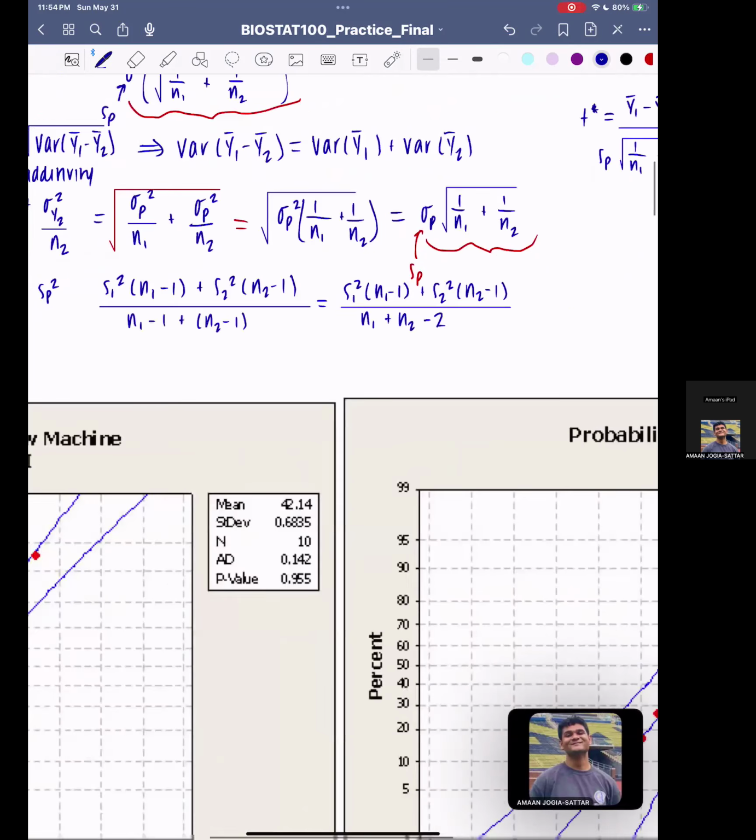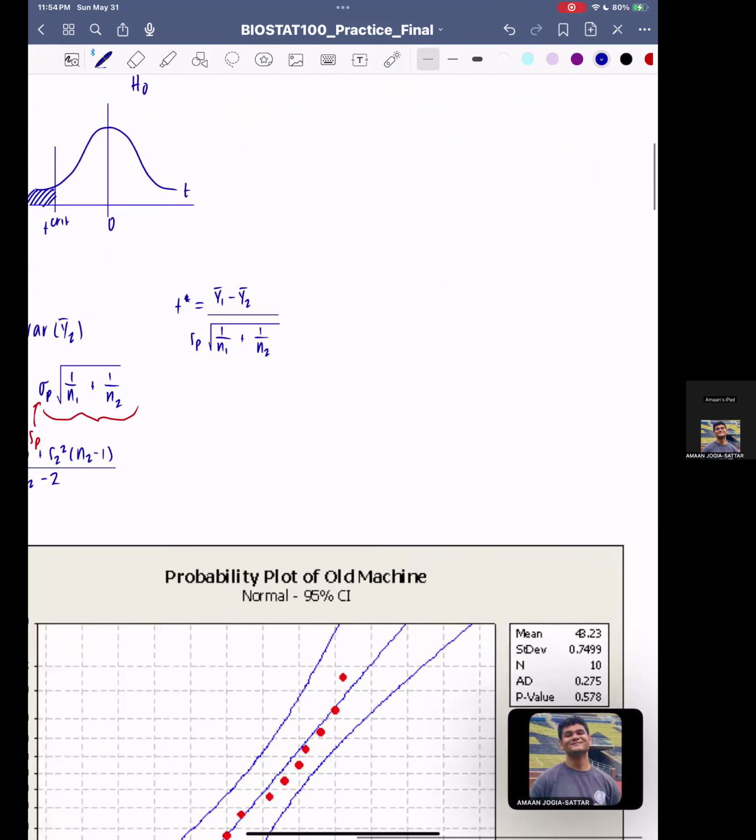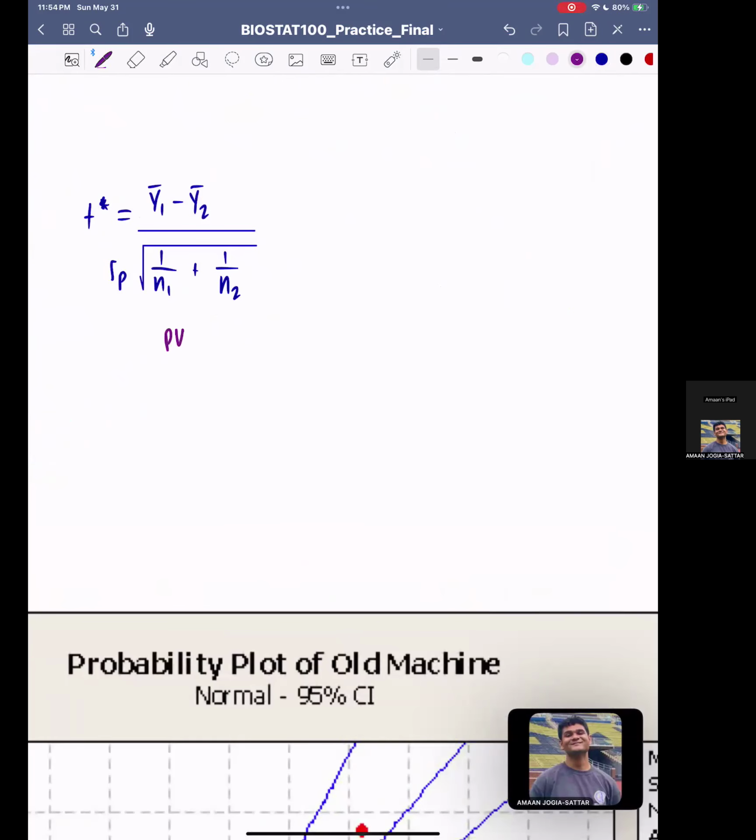So that's our Sp. And so now I'm going to write putting it all together. To be very clear, you do not have to do anywhere near all of these derivations on the test. I just wanted to show you where all these numbers came from.